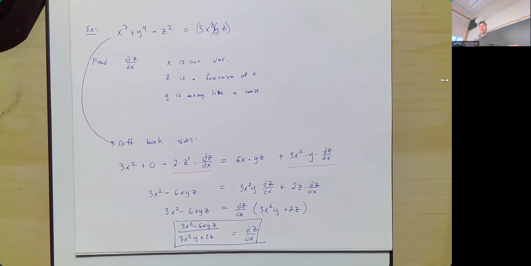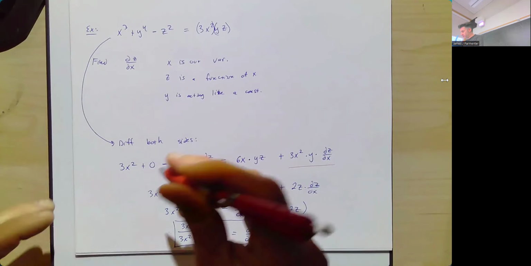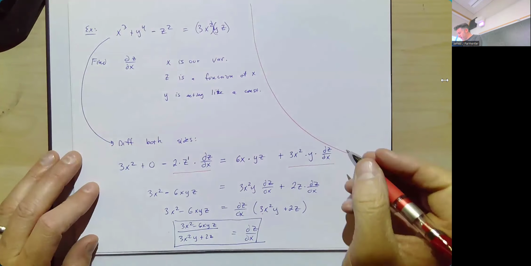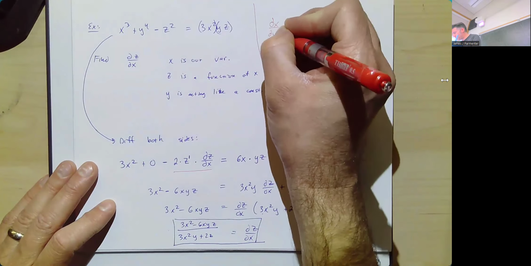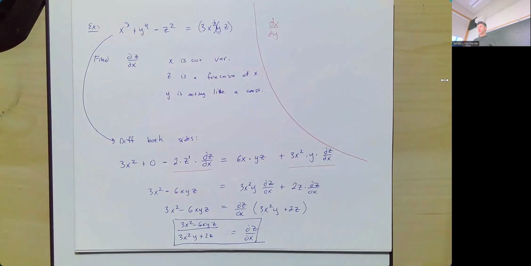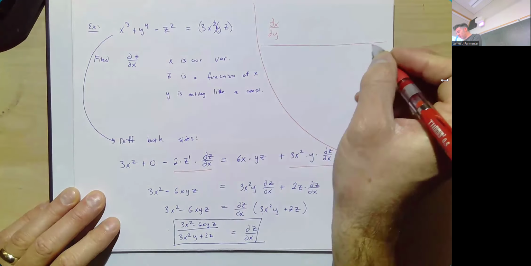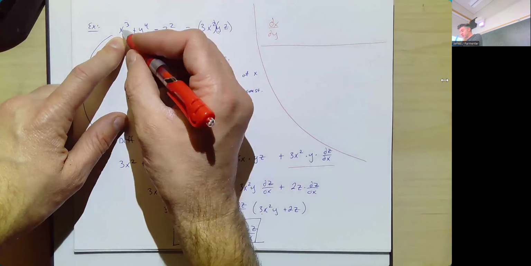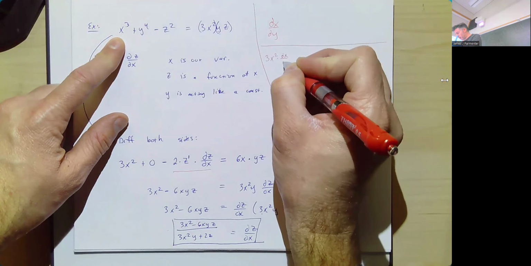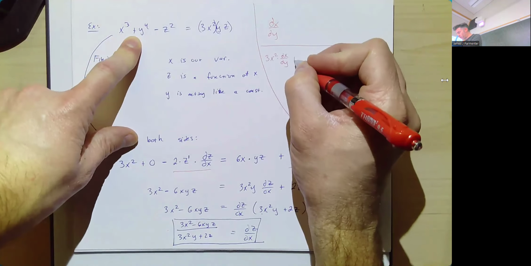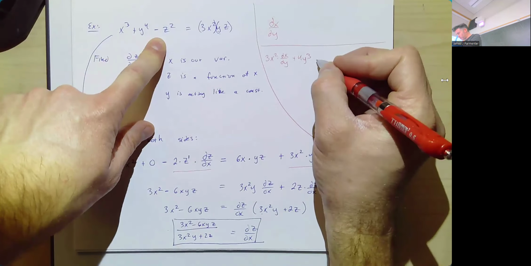If instead we had been asked to find, we're not going to do it, but I'm just going to point out that if they said find del x del y, then we would have made the same sort of choices. We would have said, okay, well now y is our variable, x is the function that depends on it, and z is the thing that's a constant. So differentiating both sides this way, the derivative of some stuff cubed would be 3 times my stuff squared times the derivative of my stuff. The derivative of y to the fourth would be 4y cubed. The derivative of z squared would be 0.